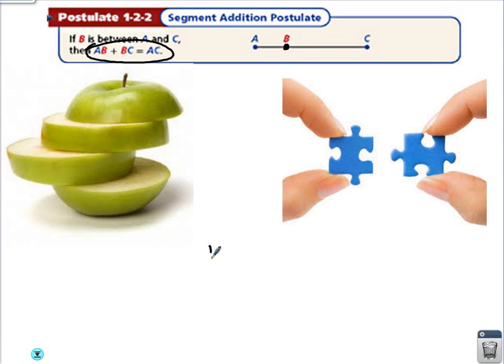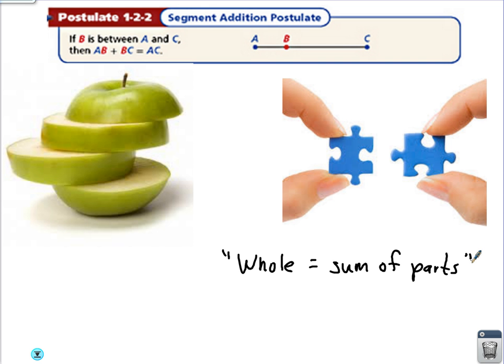Another name for this is, I'll say this a lot, the whole equals the sum of the parts. And like I said, you already know this. You've done it, I promise. Whenever we start working it, you'll recognize it. The whole is equal to the sum of the parts. And that's the reason I have these two pictures here. You think about a whole apple. You take 4 slices, slice it up, put it back together, it's still an apple. Same way with a puzzle. The whole is equal to the sum of all the parts put together.